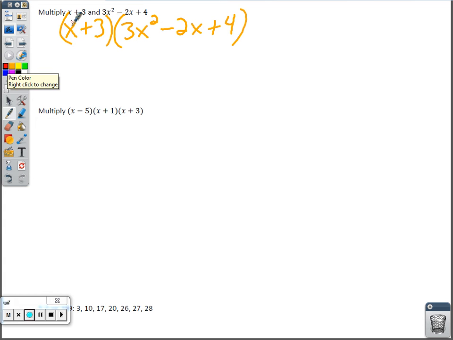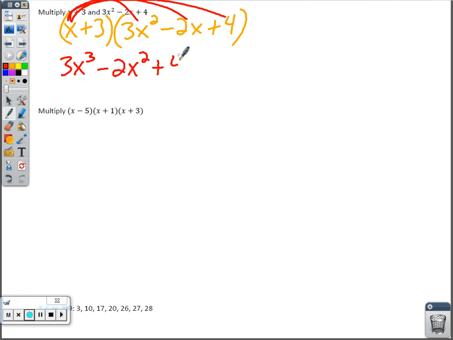So let's take the x first. x times 3x squared, that is 3x to the third. x times negative 2x is negative 2x squared. x times 4 is 4x. So now we've taken that x and distributed it through the second set of parentheses.